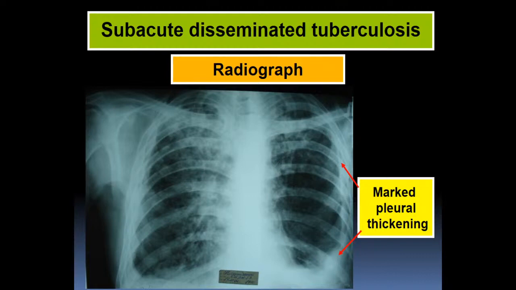On the left side, we can see hydrothorax in the lower part of the chest. This is fluid in the pleural cavity as a complication of subacute dissemination.